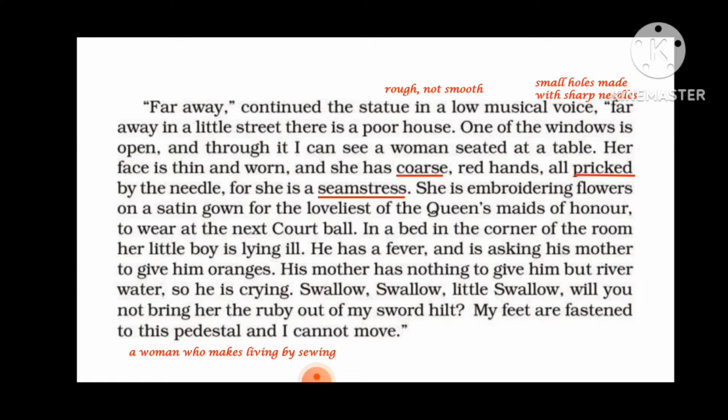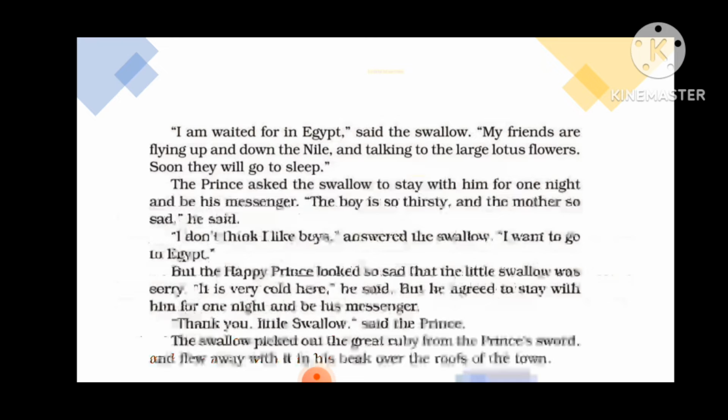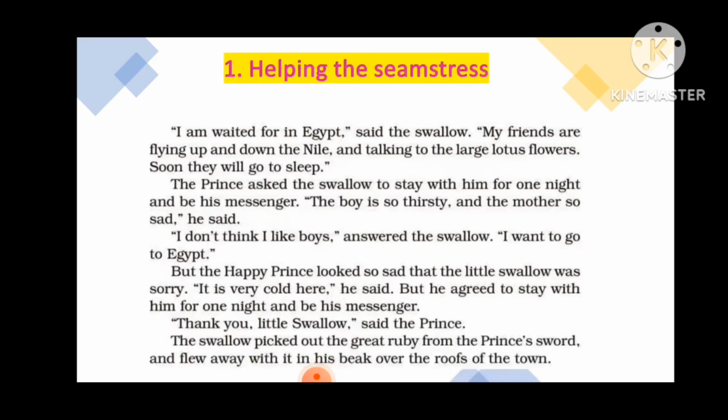So the prince said, swallow, swallow, little swallow, will you not bring her the ruby out of my sword hilt? So he said that, will you not give her the ruby from my sword hilt? As my feet are fastened, my feet are tied to this pedestal, to this column, and I cannot move. So the first person the prince wanted to help was the seamstress.